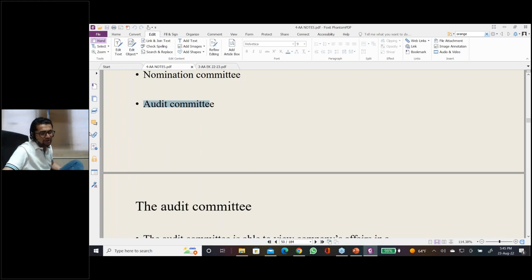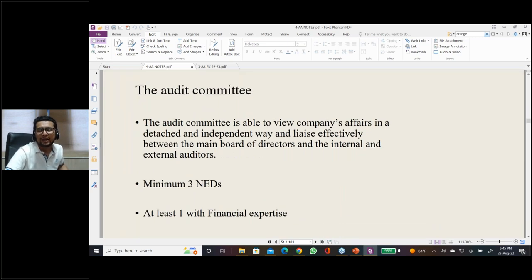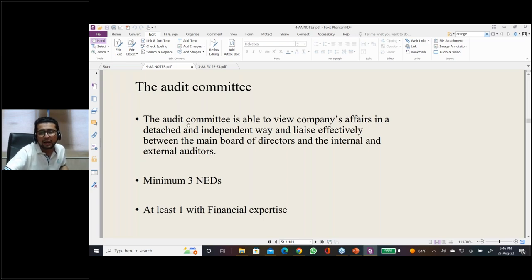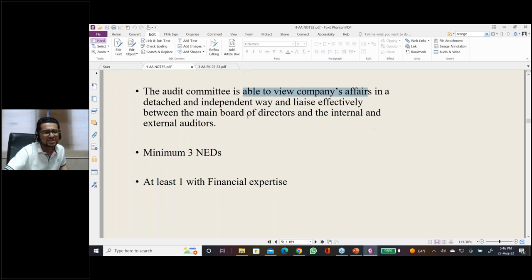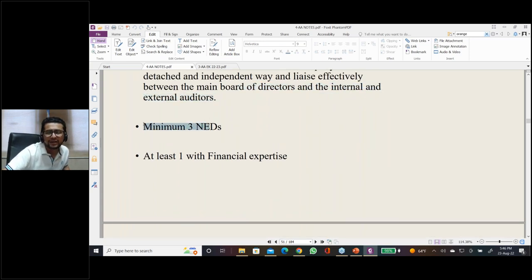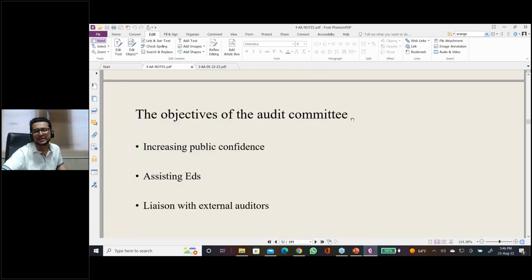An audit committee will have 100% non-executive directors. The audit committee will work as a bridge between the executive management and the external auditor. They will also evaluate the work and direct the internal auditors. So the audit committee is able to view the company's affairs. At least there should be three non-executive directors within an audit committee, and at least one of them should have financial expertise.